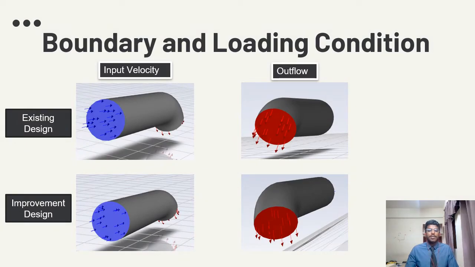Then after you mesh the design, it is placed into the Ansys result software in order for you to place the load, which is the input velocity and also the outflow. So the initial part will be putting the input velocity, as you can see in the existing and improvement design, and the outflow you also can see in the existing and the improvement design.